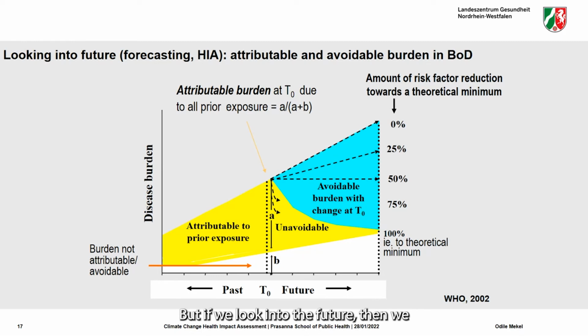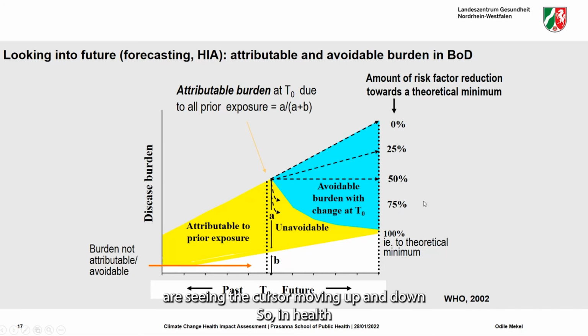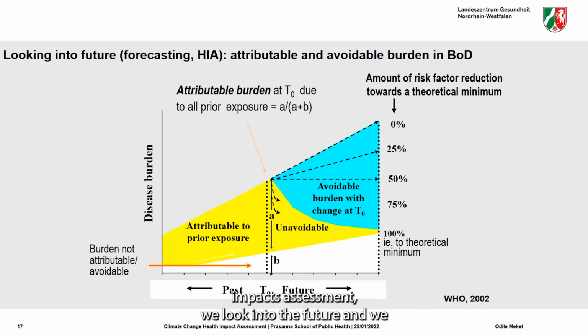But if we look into the future, then we not only look at the attributable cases, but also the avoidable burden at t0. So in health impact assessment, we look into the future and consider different scenarios or different options, and you can also do it with burden of disease. Colleagues internationally do it not that often, but you can do it, and we also did it in the past.